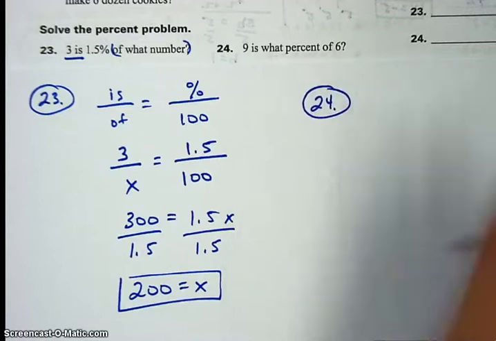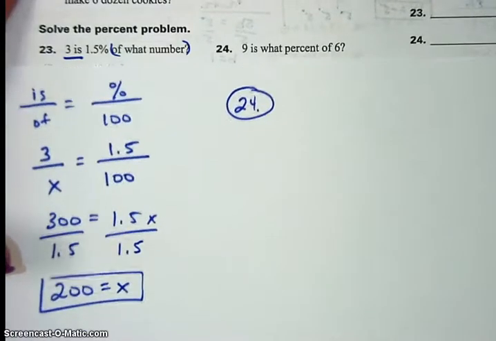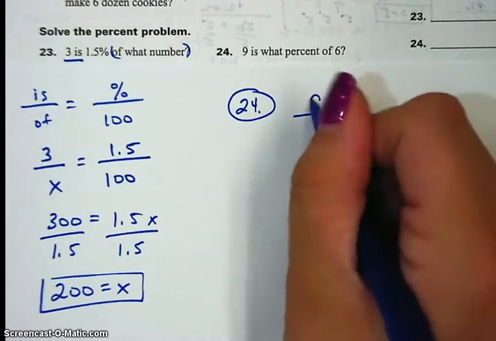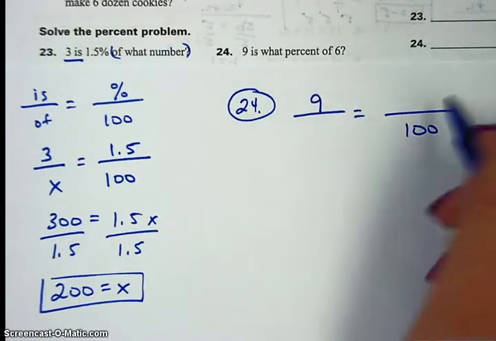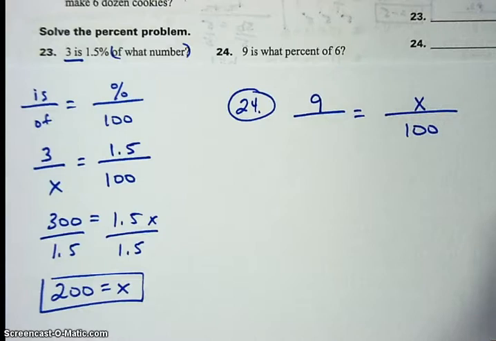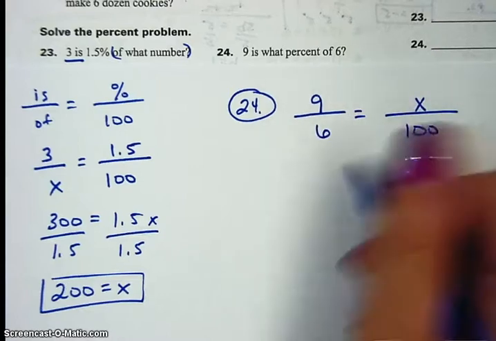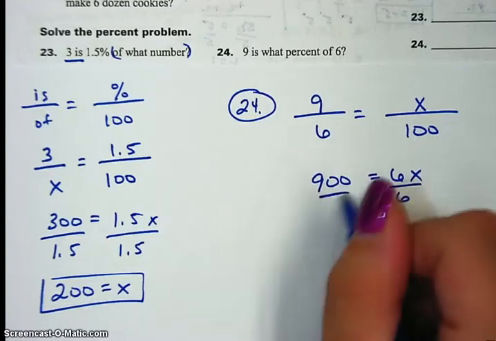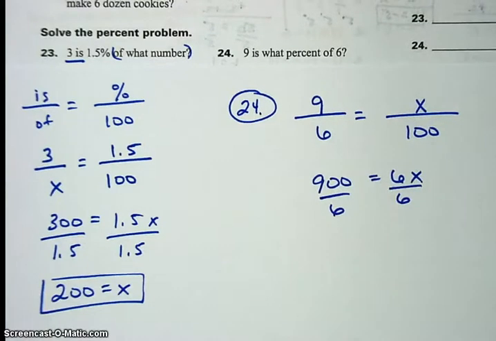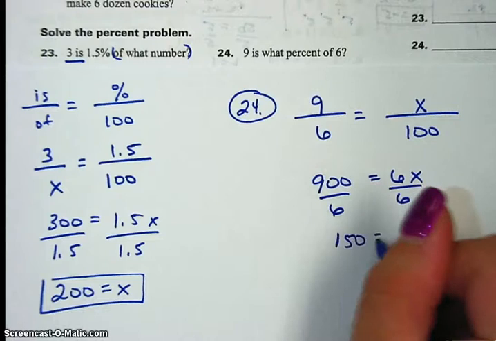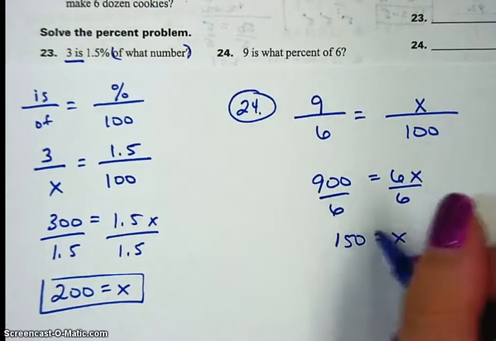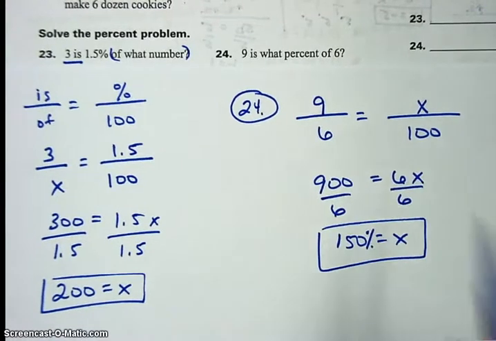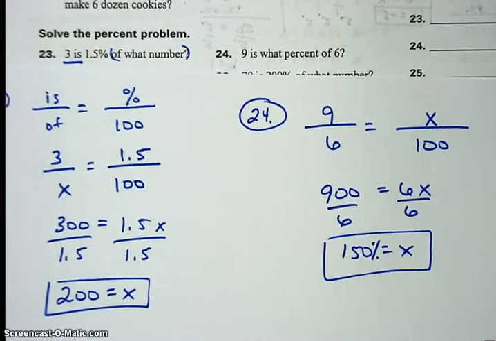Number 24. 9 is what percent of 6? So we've got our proportion. 9 is goes on top. What percent? Well, I don't know the percent. That's over the 100 of 6. Now we cross multiply. 900 equals 6x. Divide by 6. So 900 divided by 6 is 150. Because it says percent, I cannot forget my percent sign. 150%, which makes sense because 9 is bigger than 6 and 6 is 100%.